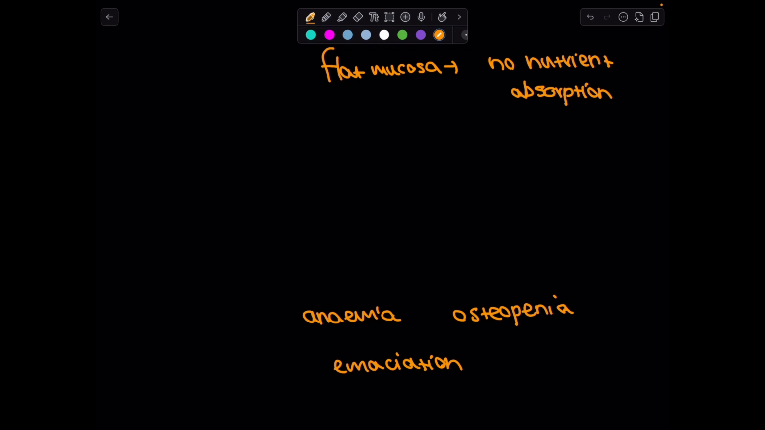Celiac disease can lead to anemia, low red blood cells, often from iron, B12, or folate malabsorption, causing fatigue, pallor, weakness. Osteoporosis, weak, brittle bones from poor calcium and vitamin D absorption, increasing fracture risk. Emaciation, severe weight loss and muscle wasting due to chronic nutrient malabsorption, leading to a gaunt appearance. These stem from the damaged small intestine's inability to absorb nutrients properly.